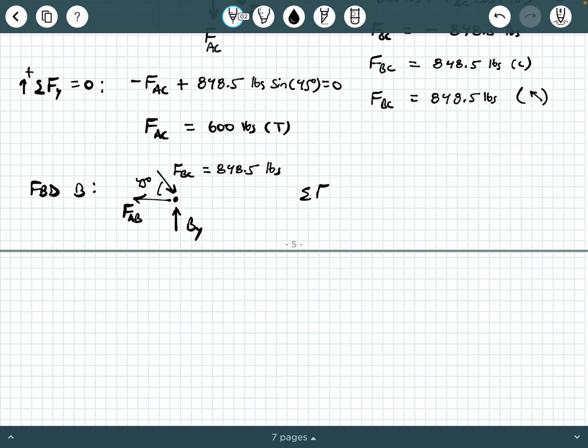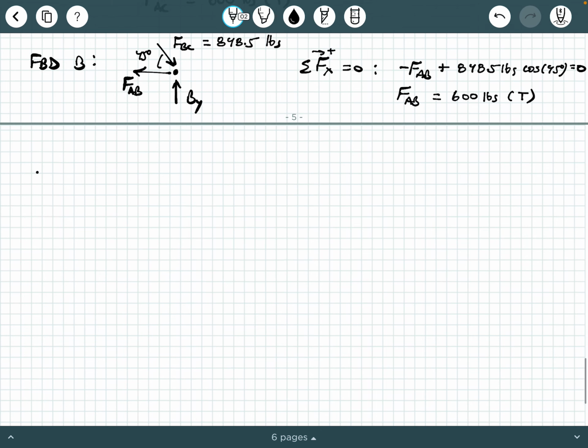Here I'm going to say the sum of the forces in the x direction equals 0, so minus FAB plus 848.5 pounds times the cosine of 45 degrees equals 0. We do some rearranging, and we'll get FAB as 600 pounds in tension. You can double check that by punching it into your calculator. You're at a 45-degree angle, so it should take you back to 600 pounds, and it'll be in tension.